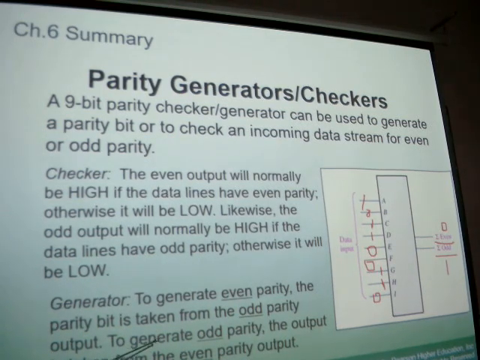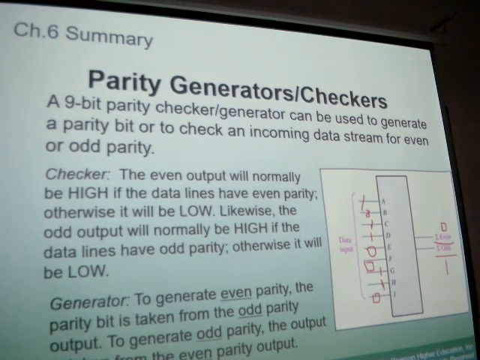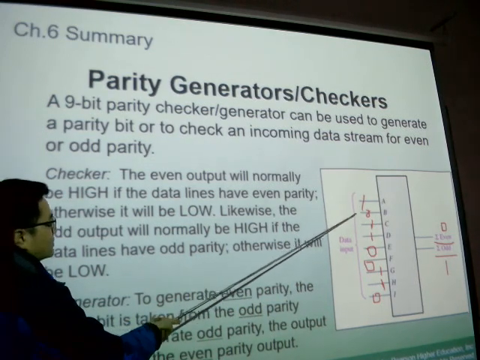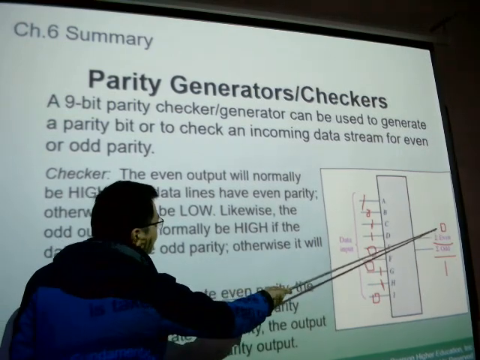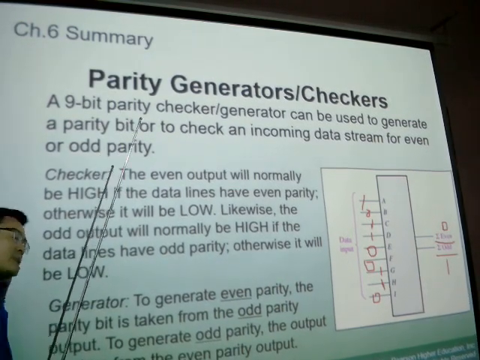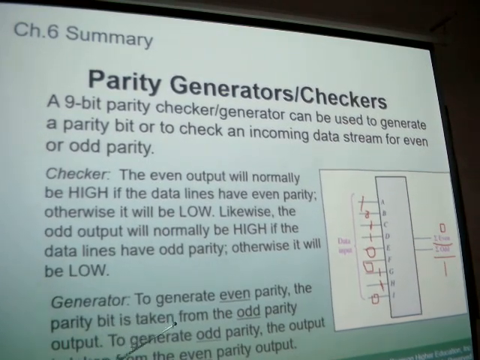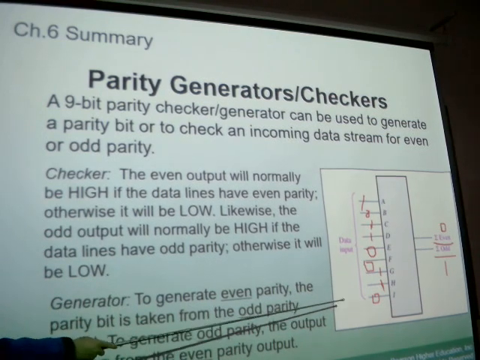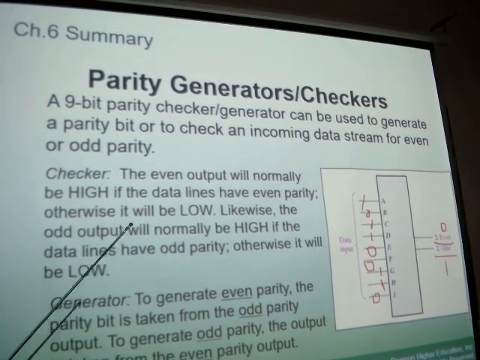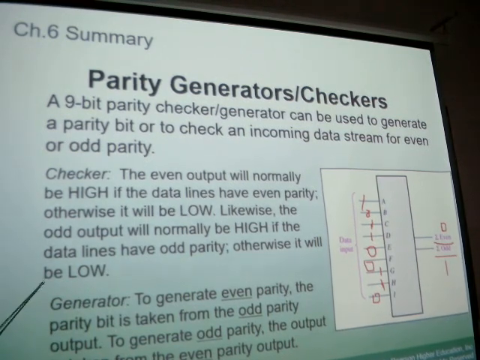If you want to generate odd parity, because there are 5 ones and 5 is an odd number, the output is taken from the even parity output. So the output is 0. The total number of ones is also 5. So this chip can be used as a parity checker or a parity generator.